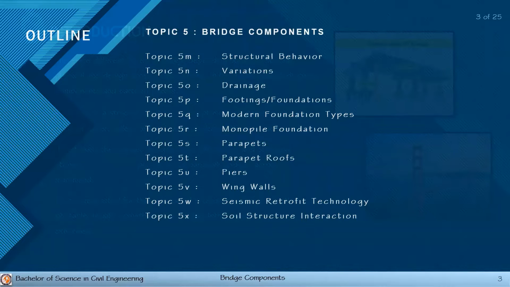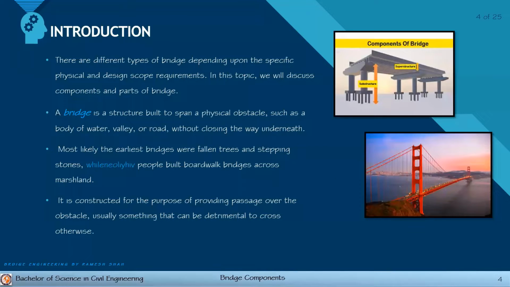So let's proceed. For the introduction of this topic, there are different types of bridges depending upon the specific physical and design scope requirements. In this topic, we will discuss the components and parts of the bridge. It is important for us as future engineers to master the components and parts of a bridge in order for us to design our project well and with knowledge. A bridge is a structure built to span a physical obstacle such as a body of water, valley, or road without closing the way underneath.